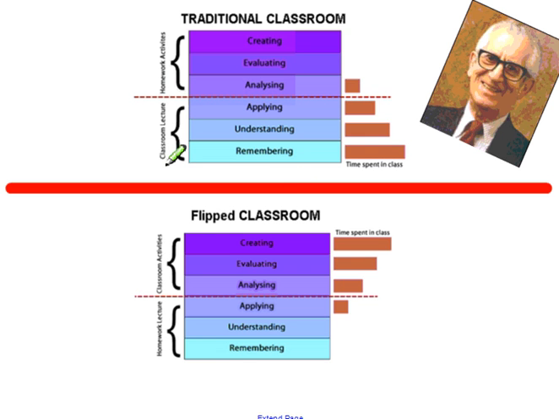In a traditional classroom, you're tapping the bottom tiers: the remembering, understanding, and applying. You're spending the majority of your class time on those three, and you're leaving the upper tiers for homework, where you're not there to answer the students' questions. In the flipped classroom, you're doing the lower three at home through the video instruction, and then you're spending the majority of your class time on analyzing, evaluating, and creating.